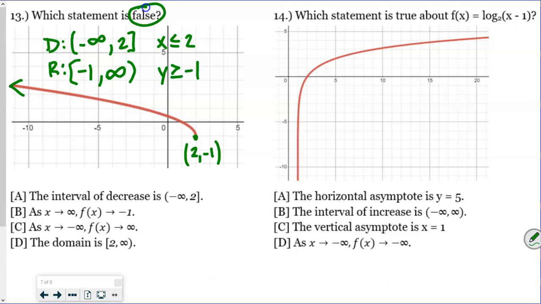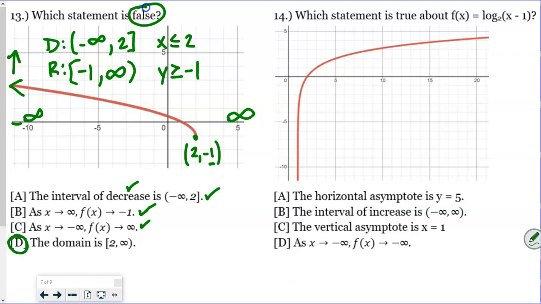So now remember, interval of decrease, it is an interval of decrease because it's falling from left to right. And is that from negative infinity to 2? It is. So that is true. And it is decreasing. Then it says, as x approaches infinity over here, what is f of x approaching? What is our y value? Is it -1? It is. Okay, now as we head to the left, where's the graph headed? Isn't it headed up towards infinity? It is. Okay, then the domain is 2 to infinity. Well, no, we already know that's not true because we wrote from negative infinity to 2. So this is your false answer, okay?